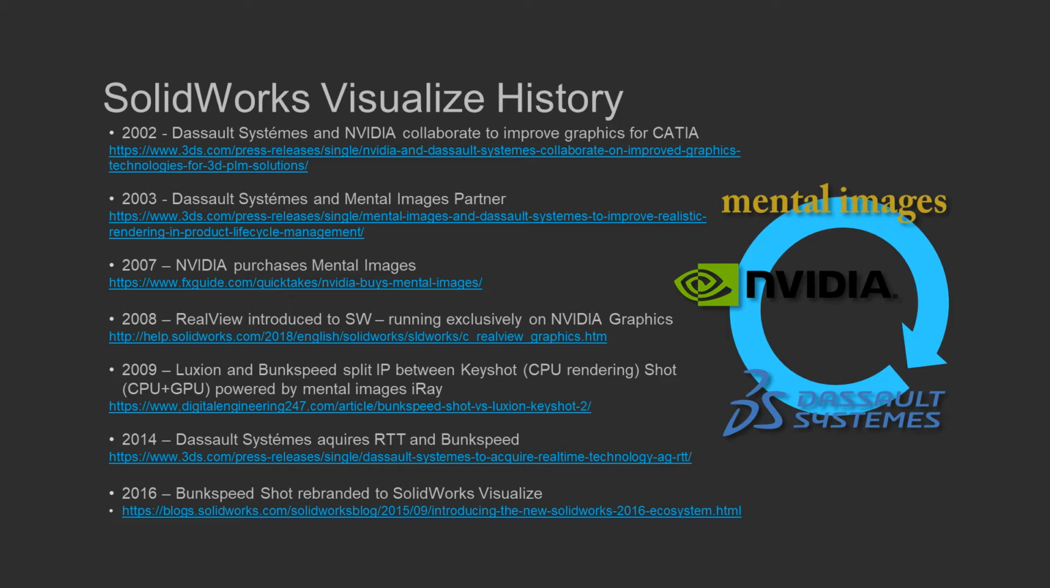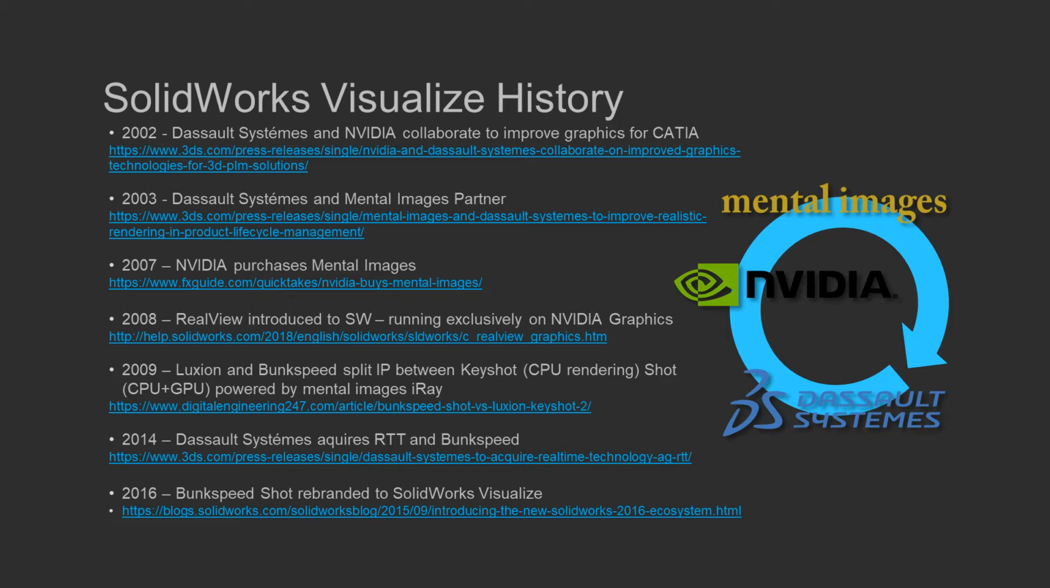In 2009, Luxion and Bunkspeed split their intellectual property between two companies. Basically, Luxion taking Keyshot, which is just CPU rendering, and then Bunkspeed introduces Shot, which is a CPU and GPU powered rendering system based on Mental Images iRay.